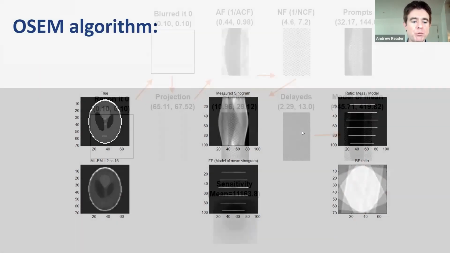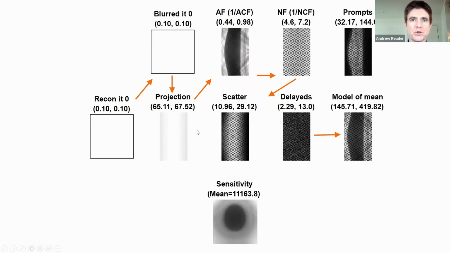Quickly to show you what that would look like for real data before I just touch on MAP-EM regularization in more detail. Showing you ordered subsets EM with ordinary Poisson model, in other words, with the scatter and randoms background. What we'd have again is a uniform non-zero starting image. We would do, for example, PSF modeling for positron range. We do a forward projection. We do attenuation, normalization, add on scatter, add on randoms, and that gives us a model of the mean.